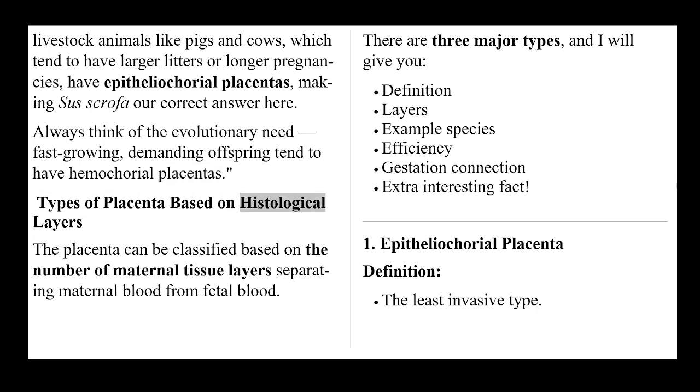Types of placenta based on histological layers. The placenta can be classified based on the number of maternal tissue layers separating maternal blood from fetal blood. There are 3 major types, and I will give you: definition, layers, example species, efficiency, gestation connection, and an extra interesting fact. 1. Epitheliachorial placenta. Definition: the least invasive type.